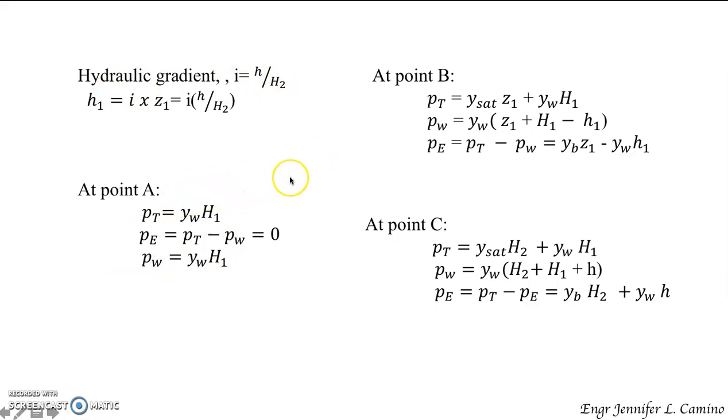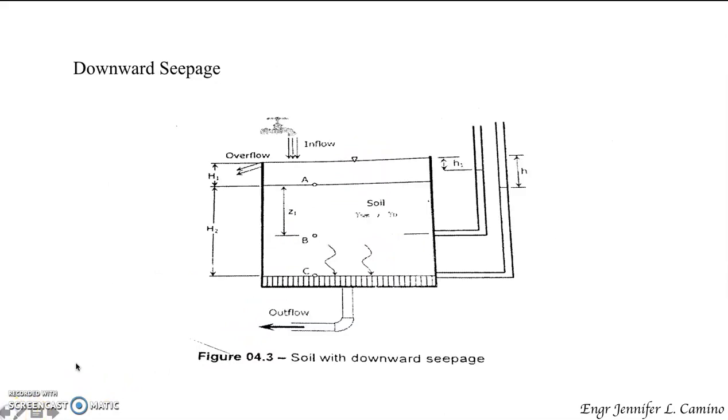If you're going to get the stresses at point B and at point C, because a while ago we have here the illustration that since in upward seepage the water is going up, the water in the standpipe will rise. However, in downward seepage, since the water is going down, the water in the standpipe will lower.